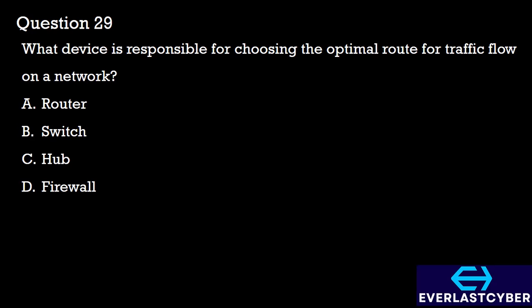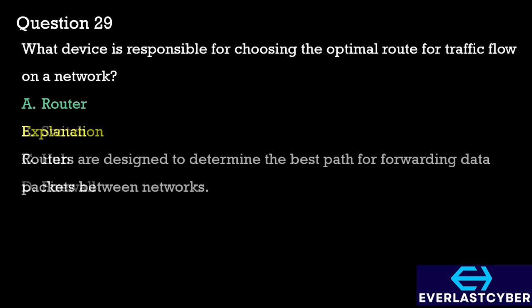Firewalls are security devices that are used to filter and control traffic based on rules. However, they do not determine the optimal routes for traffic. So we'll be going with option A. Routers use the routing tables and protocols in order to choose the most efficient routes for traffic flow on a network.